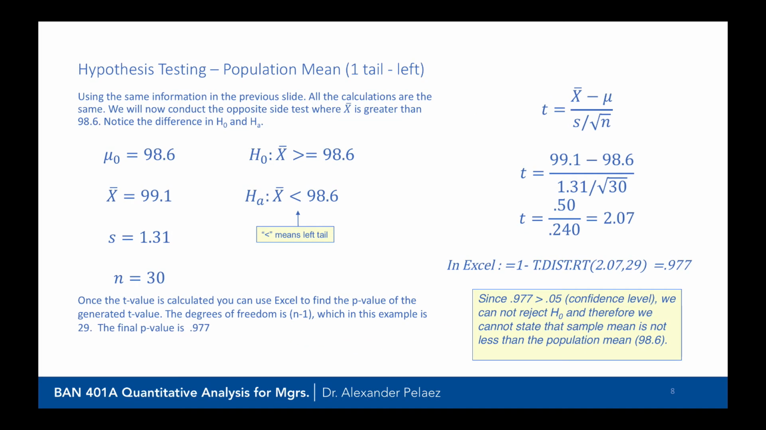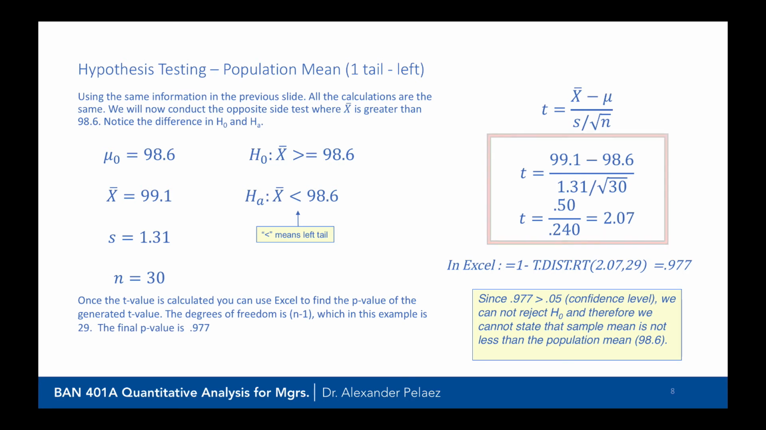Now, for a left tail hypothesis test, as you could see here in the middle, we have our null hypothesis that x bar is greater than or equal to 98.6, and our alternative hypothesis, x bar is less than 98.6. So that less than sign means we're going to have a left tail. We calculate our t-statistic in the same way we had before. It doesn't change, and we end up with 2.07.